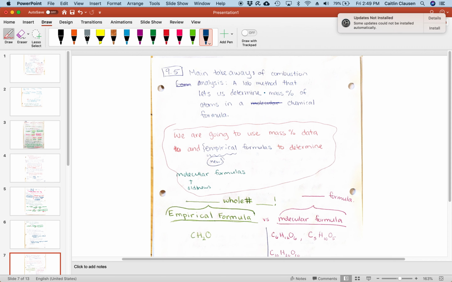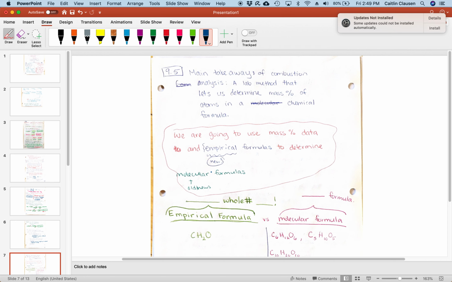The main takeaway of this section that talks about combustion analysis: I won't be testing you on combustion analysis. It's just a method in lab that lets you determine the mass percent of atoms in a chemical formula. So I want to focus on using mass percent data and calculating mass percent data in conjunction with empirical formulas to determine molecular formulas. You guys have seen molecular formulas already, you've predicted them.